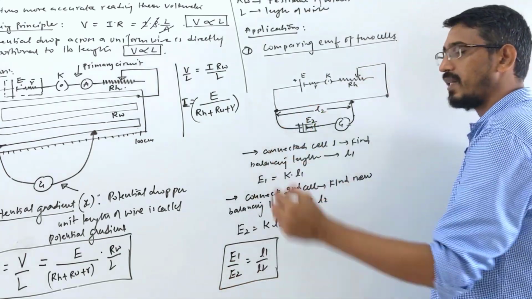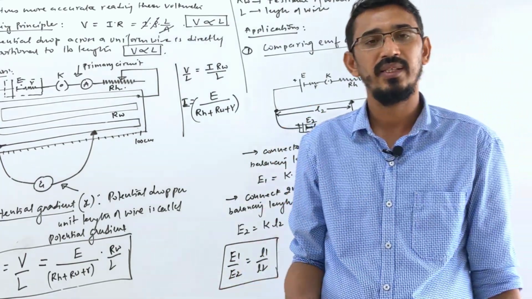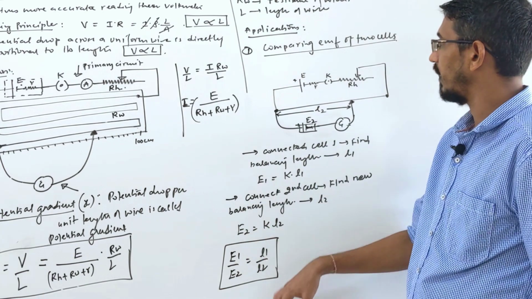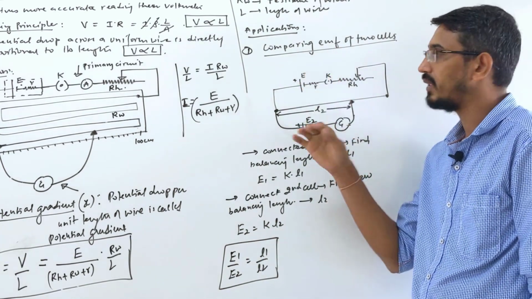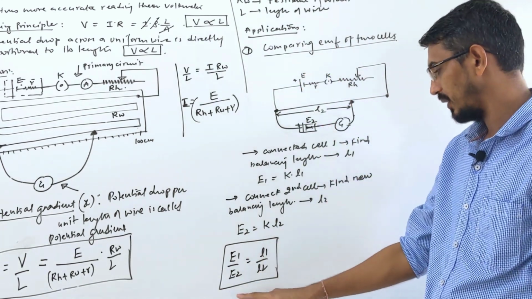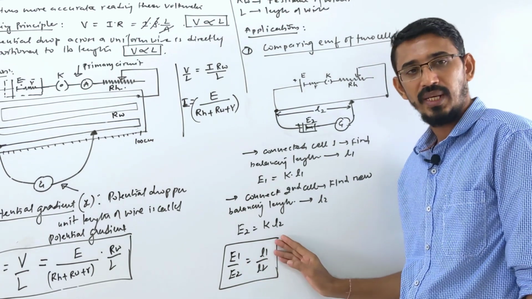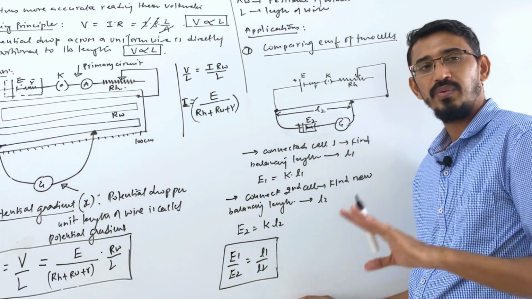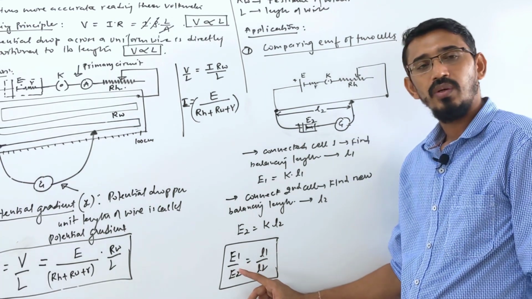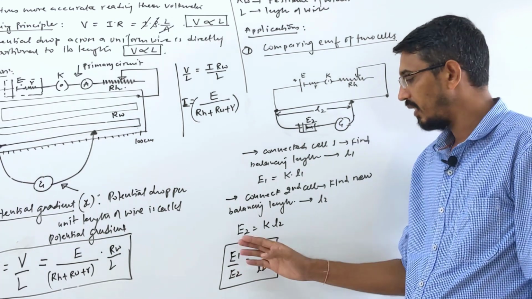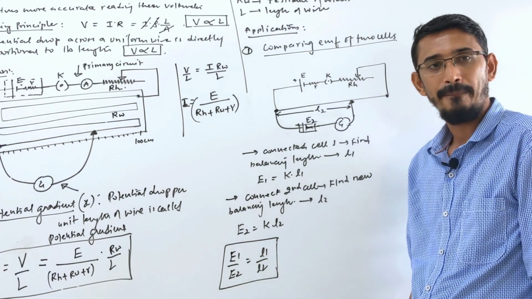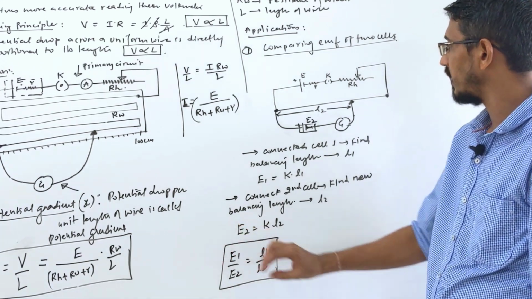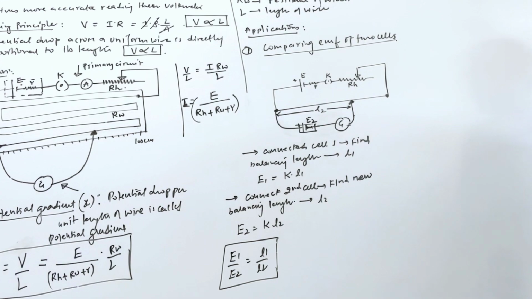So one by one you connect the cells and find their balancing lengths, then you get the ratio of the EMFs. So what is the equation? Comparing the EMF of two cells: the ratio of the EMFs of the two cells is simply equal to the ratio of balancing lengths, L1 by L2. You can find the ratio of the EMFs of two cells, or if the EMF of any one cell is given, like E1, then you can find E2. Yes. This question was asked 2-3 times in our exam, it is important.